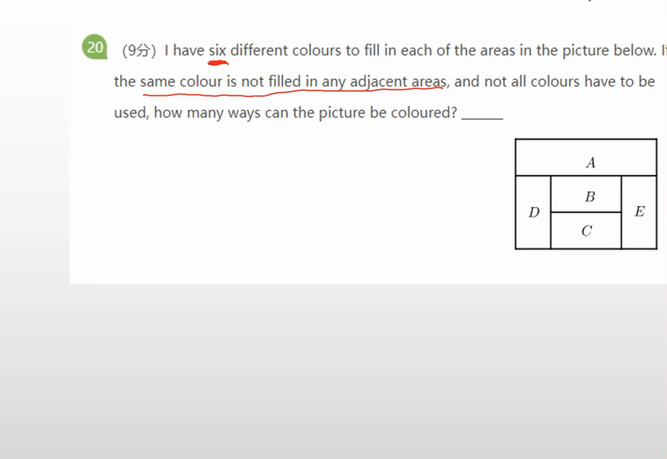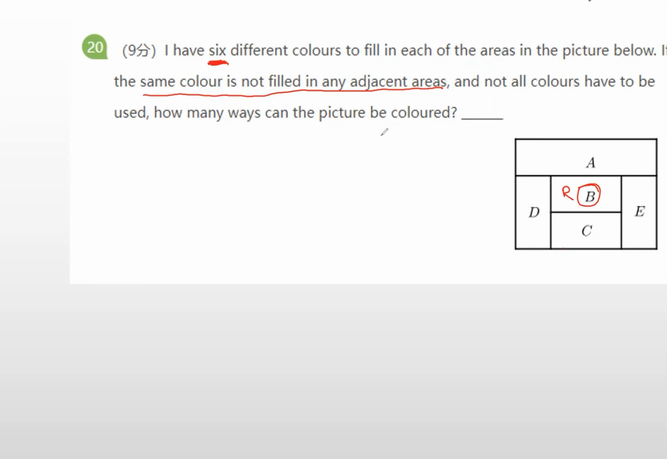Remember in this type of question, we start with the one that has contact with almost the most. So in this case, it's B. Because if you put a color here in B, then all other boxes cannot have that color, right? So if I put red here, A, D, C, E cannot have red. All other boxes cannot have red. Does that make sense?